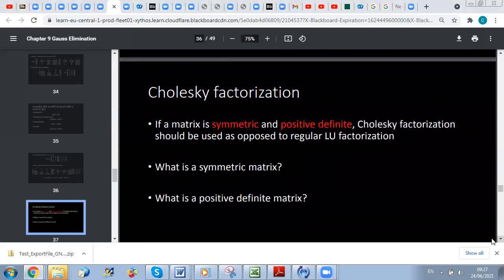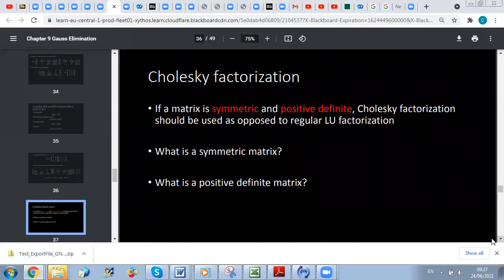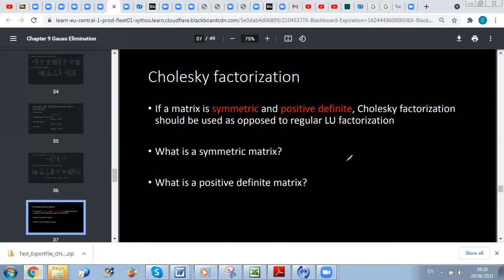Now we will introduce in this chapter another factorization technique. If you remember when I talked about LU factorization, I told you it's not the only way to decompose A. You have several possibilities in decomposing A into a lower and upper matrix.